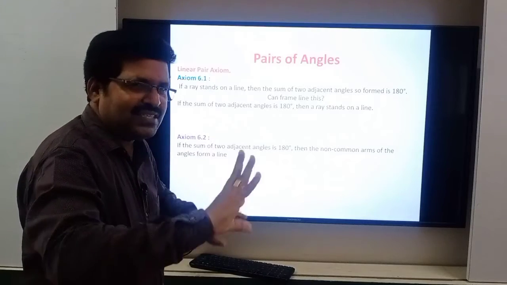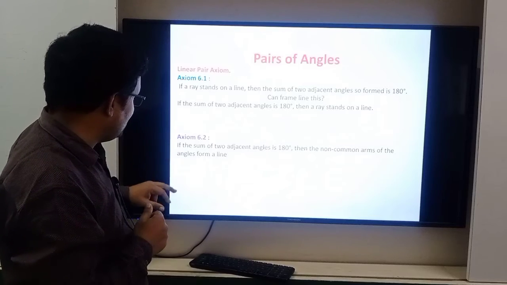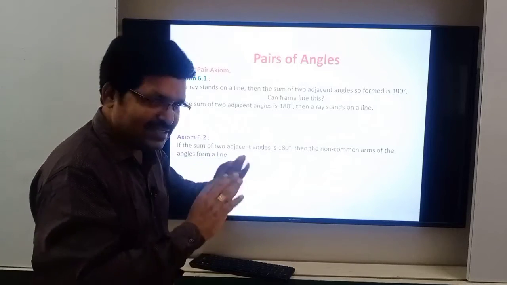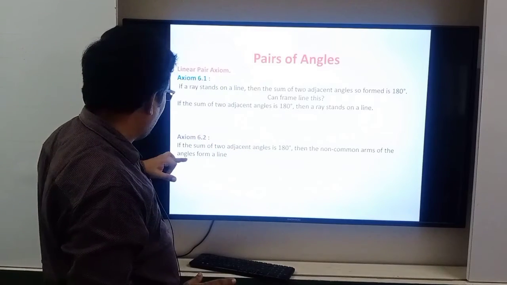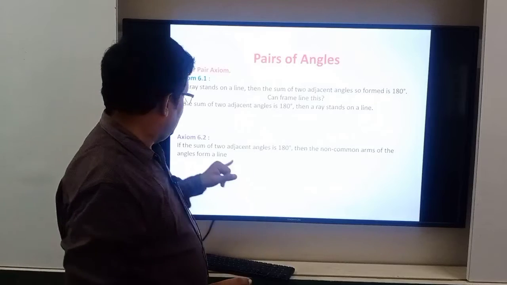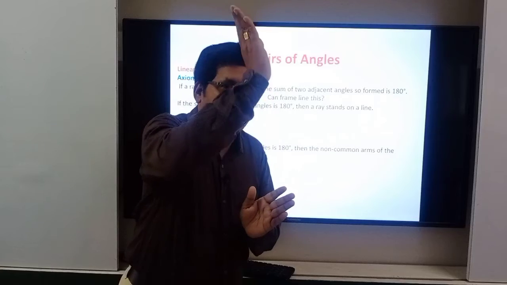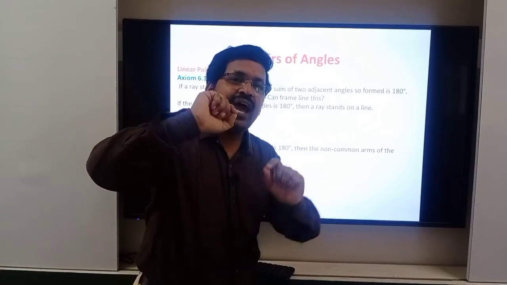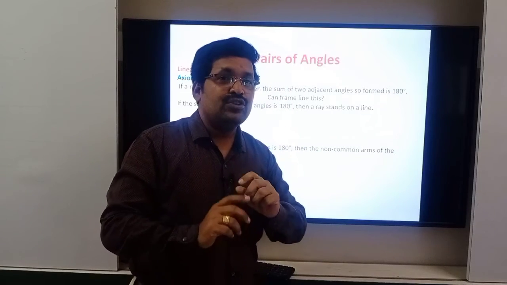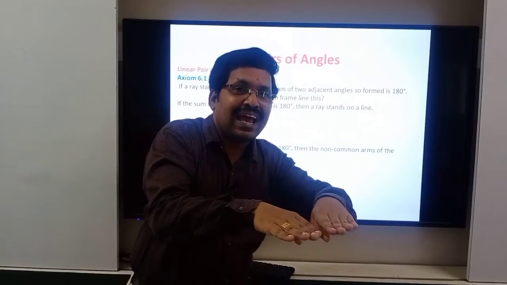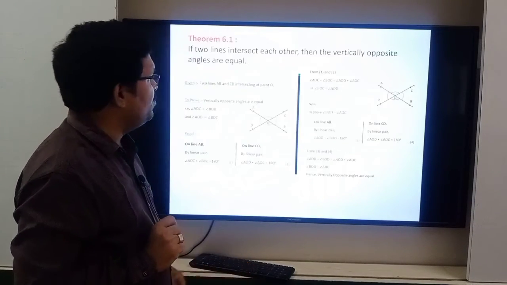This is simple and understandable, but we need to remember it. So, the second axiom: if the sum of the two adjacent angles is 180, then the non-common arms of the angles form a line. Whenever you have adjacent angles, you have a common arm. So the non-common arms form a line. These are the two axioms that we have.